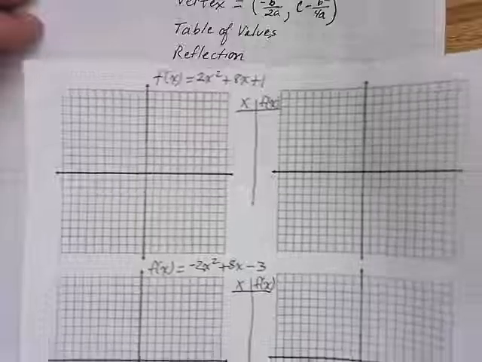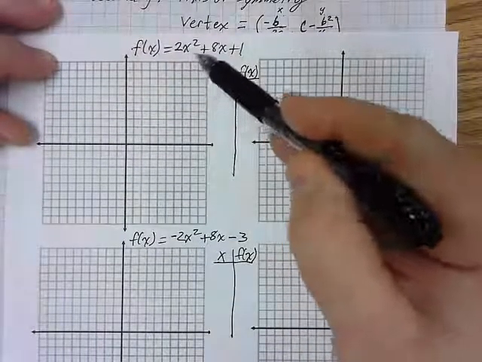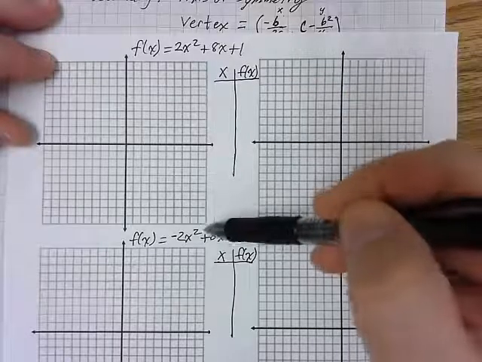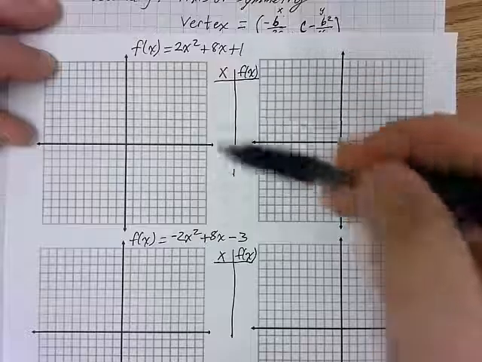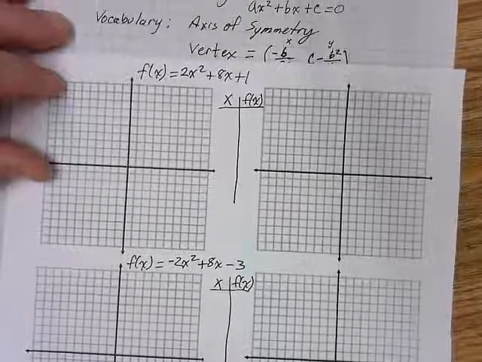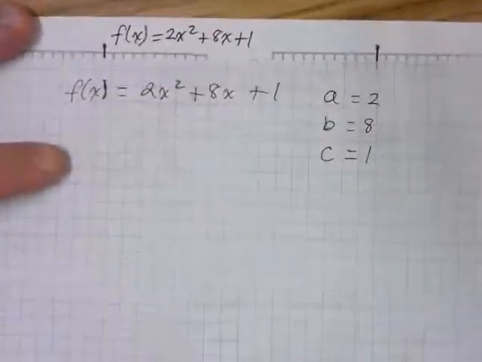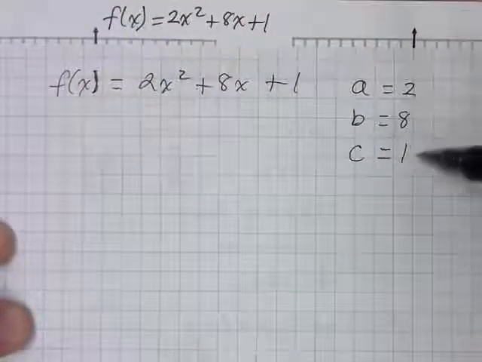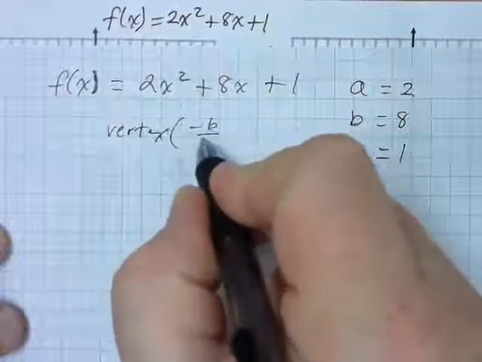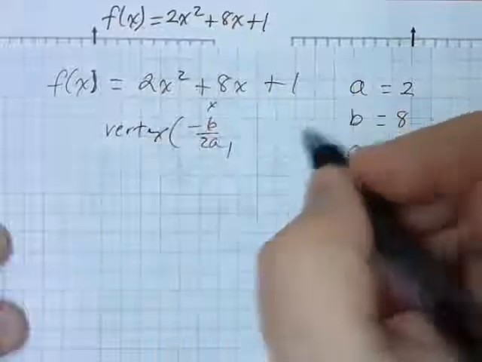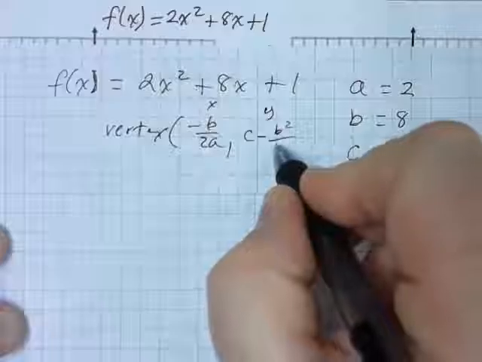Okay, so here's first couple of examples. We've got 2 parabolas here, 2x squared plus 8x plus 1 and negative 2x squared plus 8x minus 3. And this is where our table of values are going to be. But the first thing I'm going to do is calculate the location of the vertex of each one. So here's our first equation, and I've already identified the a, the b, and the c values. So the vertex is going to be located at opposite of b over 2a for the x value, and for the y value, c minus b squared over 4a.